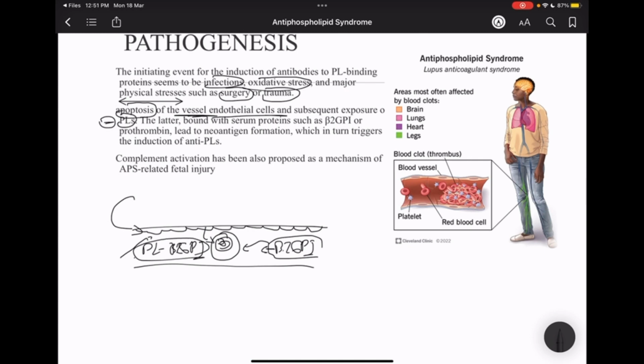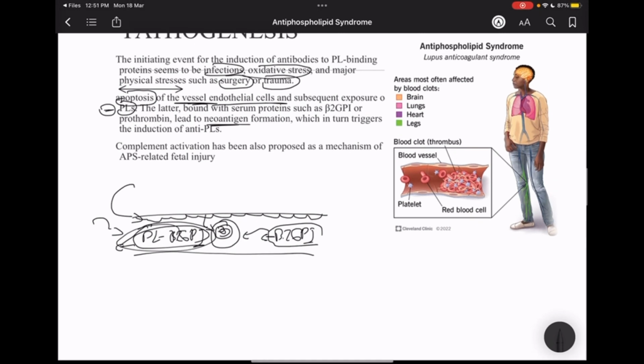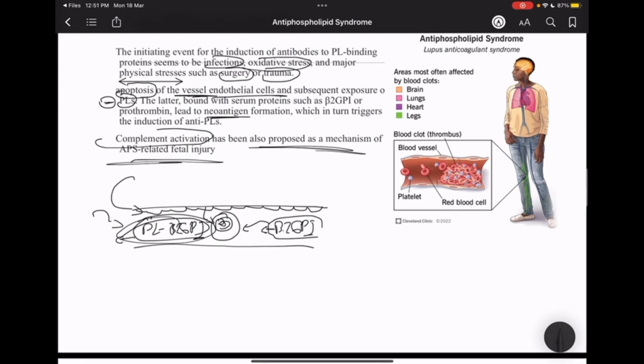Now this is a neoantigen, so it's an antigen that is now recognized as a foreign body. So now the antibodies will come and attack this immune complex, because it is an antigen, so antibodies will be formed as a normal immune response. And we also have complement activation, which can also be involved in the mechanism of antiphospholipid antibody syndrome.